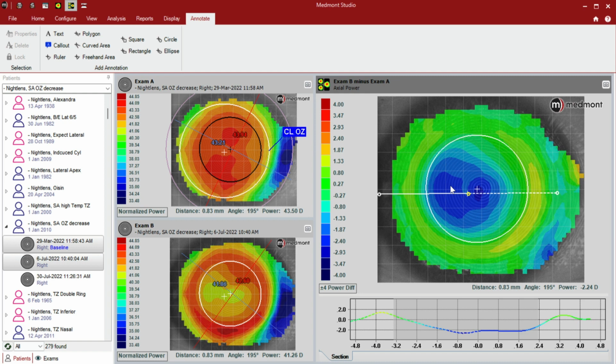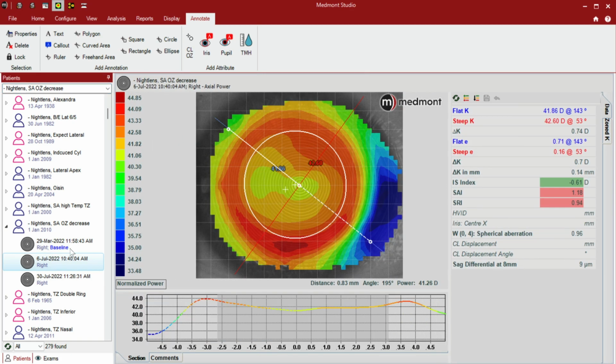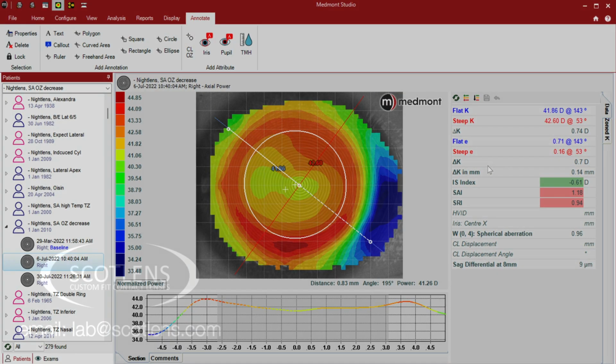This follows on, of course, to measuring the spherical aberration, because decentration of the treatment zone causes increased spherical aberration. So you may want to select a larger optic if you're anticipating a decentered treatment zone. You might find other videos in this series useful. If you don't know how to add the attributes on this side, there's a video on that. And there's other videos on spherical aberration with myopia management.